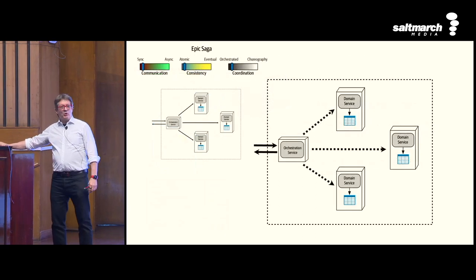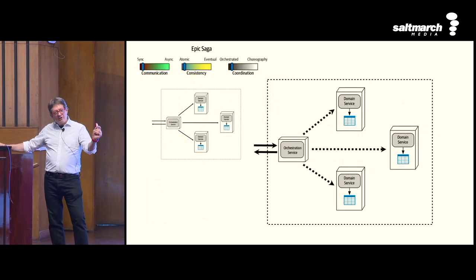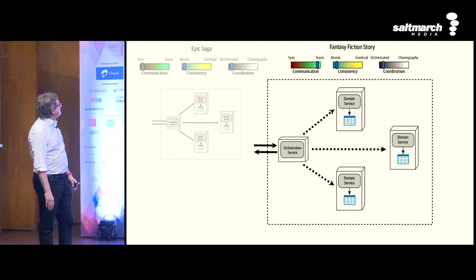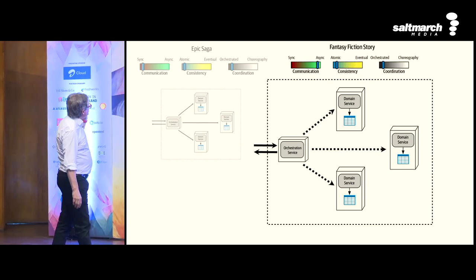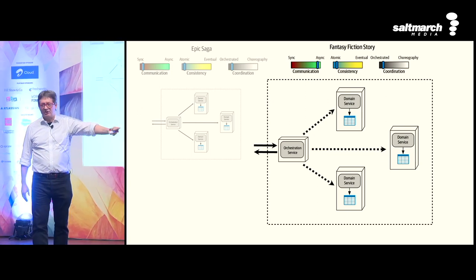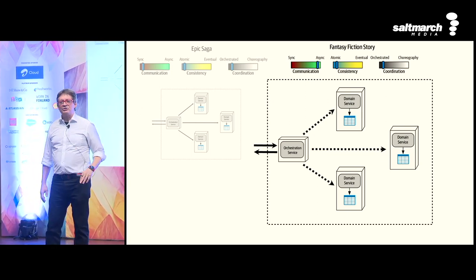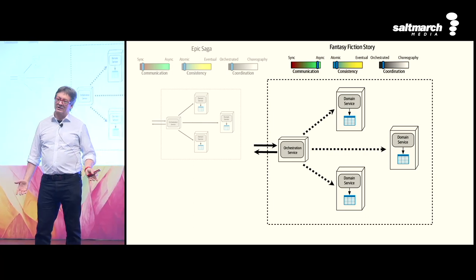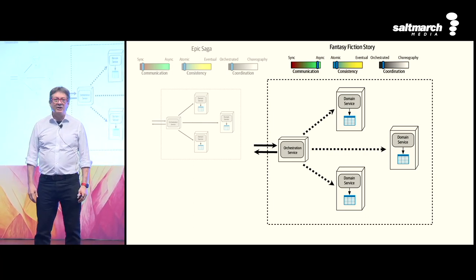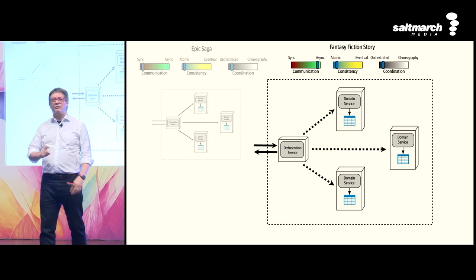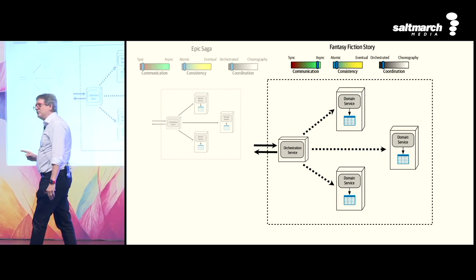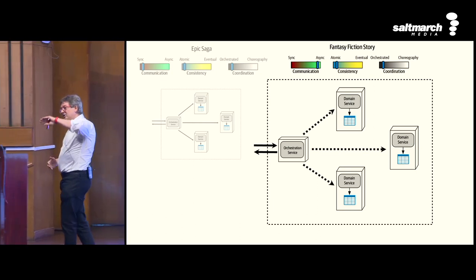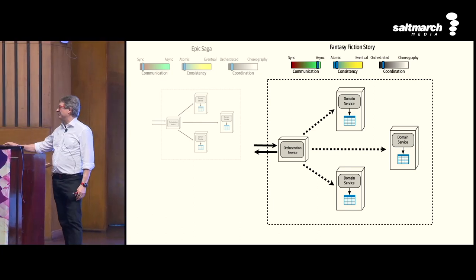So for each one of these, I'm going to take one of the sliders and move it across. And so now let's look at the fantasy fiction story, where I'm going to take synchronous communication to asynchronous communication. And this is often the first attempt because you create an Epic Saga and then you're stunned at how slow it is. Wow, this takes a long time. And then somebody on your team says, well, I've read that in microservices, if you want to increase performance, you should go asynchronous. Okay, well, let's do that. Let's move the slider over to asynchronous and see what happens there.